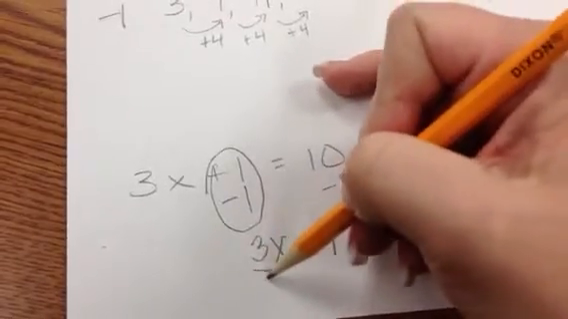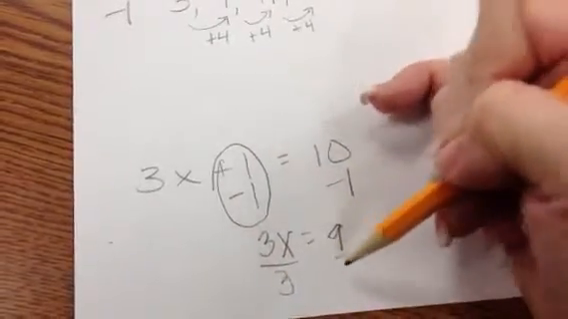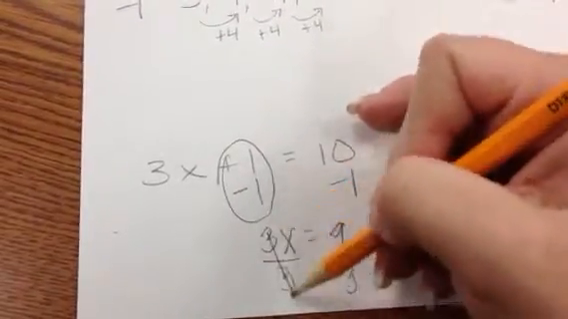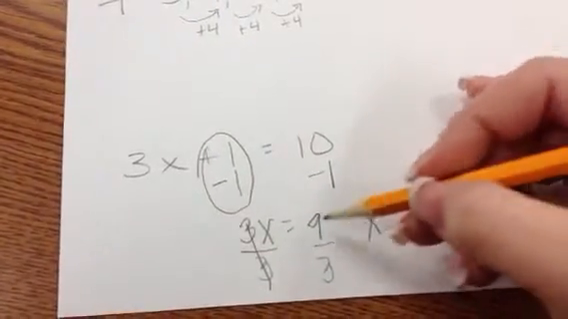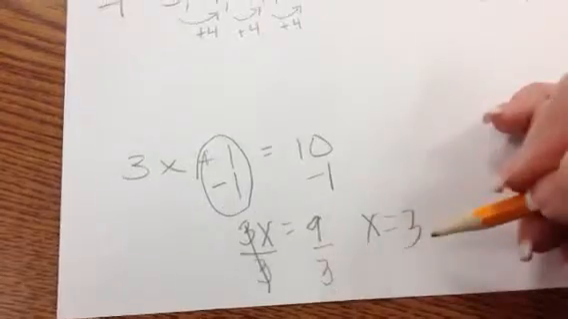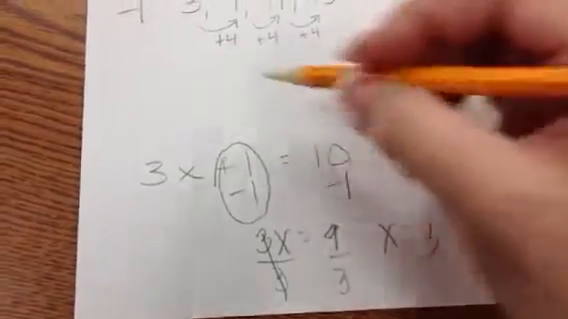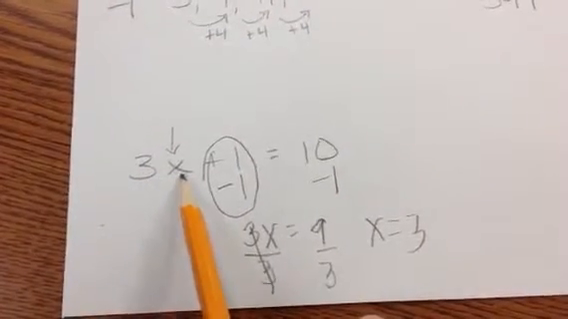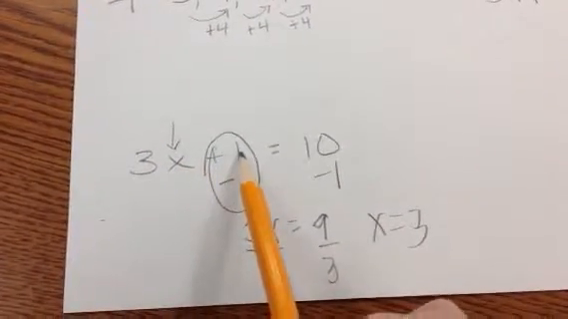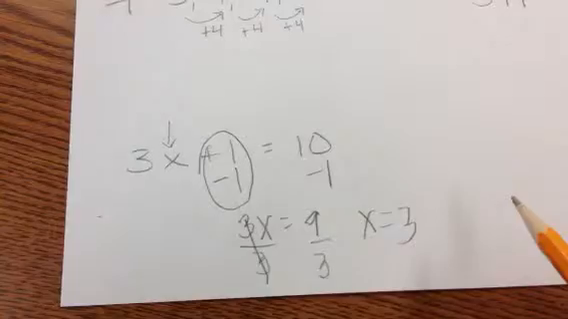And then from here, we'll have to divide by 3 because division is the opposite of multiplication. X then will equal, what is 9 divided by 3? 3. Now we can go back and check, plug in this 3 where this x is. So 3 times 3 is 9, plus 1 is 10.